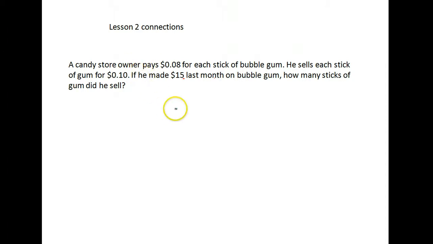Okay, well, the amount he makes, okay, so he sells them for 10 cents, but he has to pay 8 cents for them. So let's find out how much he's going to actually make on one stick of gum. He sells them for 10 cents a piece, but he had to pay 8 cents just to get them. So we're going to take 10 cents minus 8 cents, which is 2 cents. So he makes 2 cents for every stick of gum.